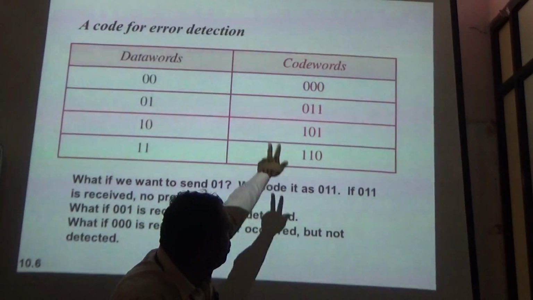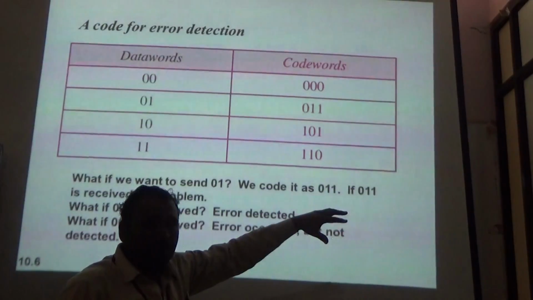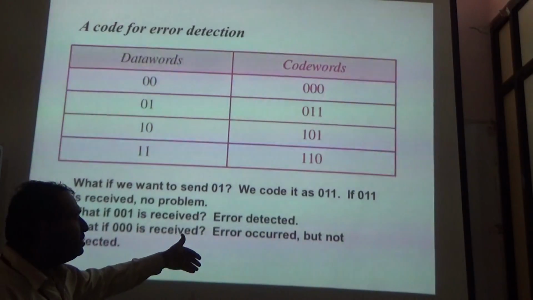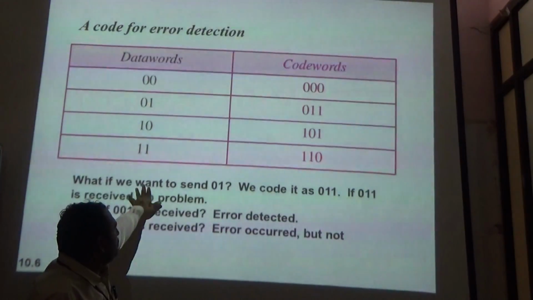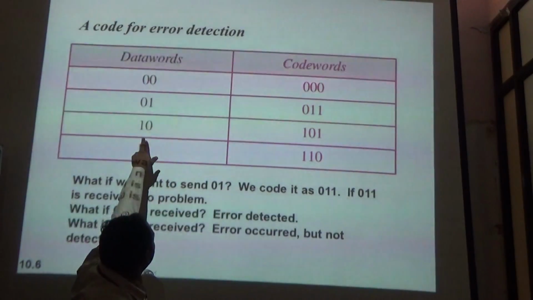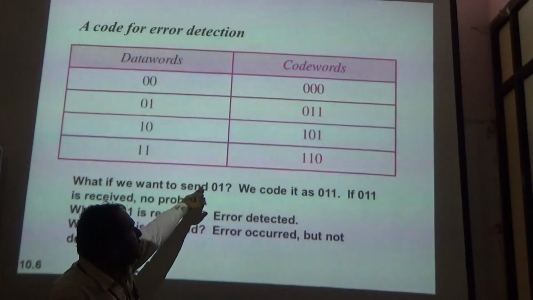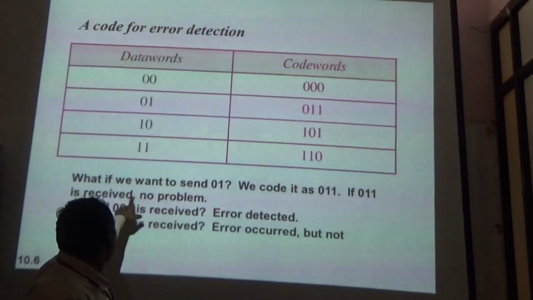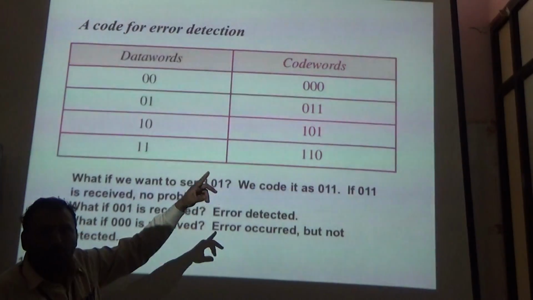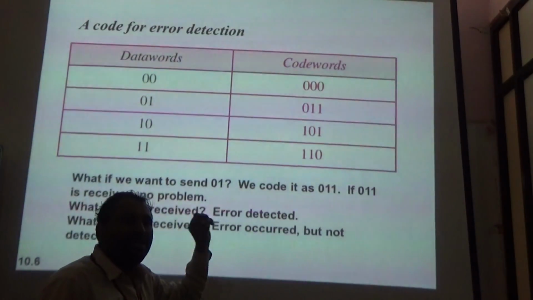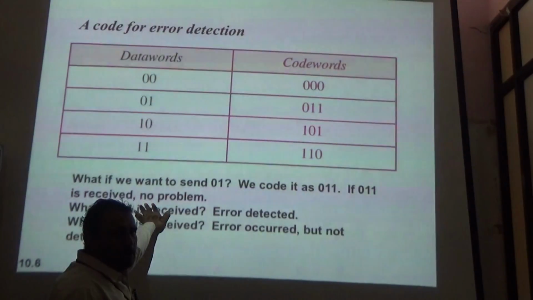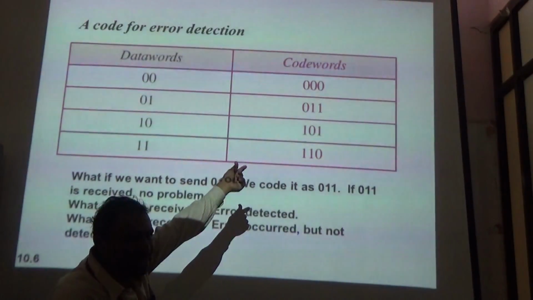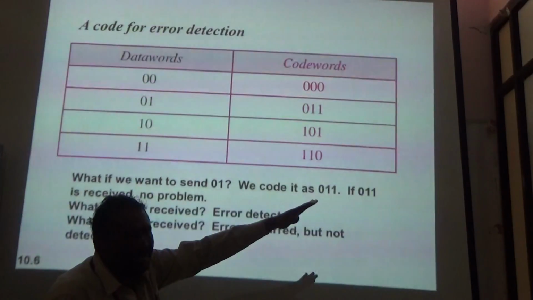Now if such a code word is received at the receiving end, at the data link layer present at the receiver side, what could be the different possibilities that we can check? Let's take a simple example: if you want to send data number 2, that is 0, 1, then we have to send the code 0, 1, 1. If 0, 1, 1 is received as it is, without any error occurring in it, then there won't be any problem. If 0, 1, 1 appears at the receiver side, it will just verify what data it is and then it will be accepted as it is.